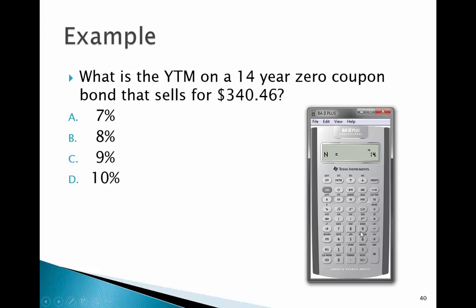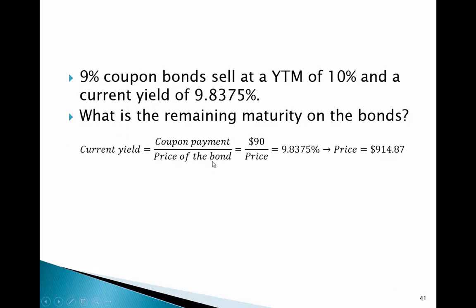I'm solving for I in this case. I know the present value, 340.46. It's negative. There's no payment. $1,000 future value. Solve for I. And 8%. So B is the answer here, 8%. Okay.